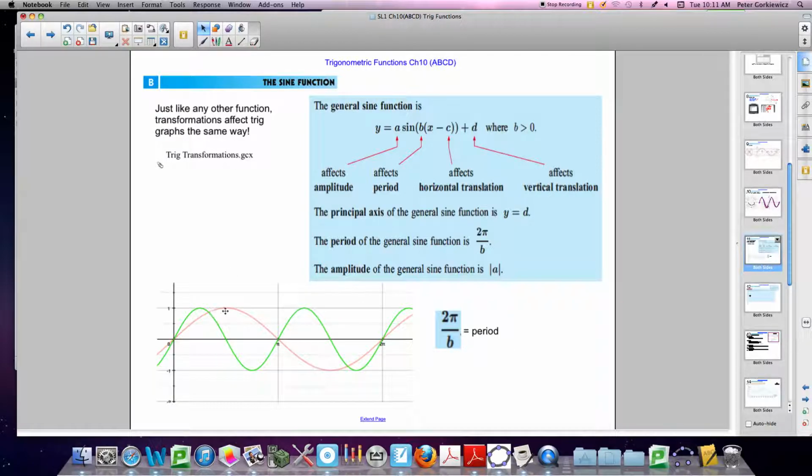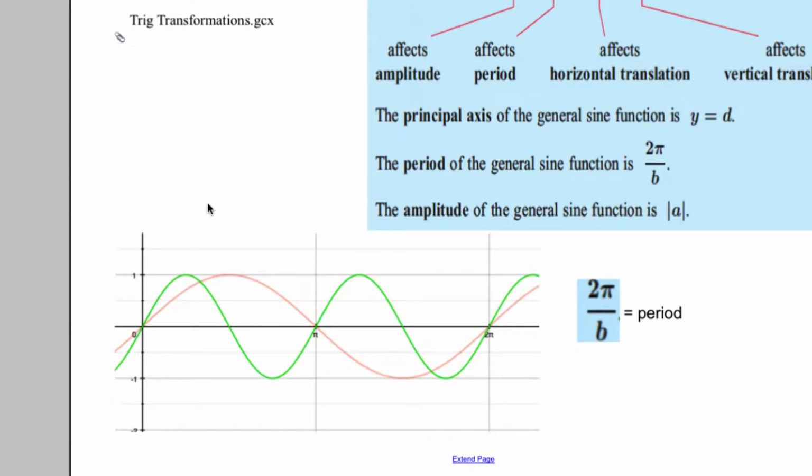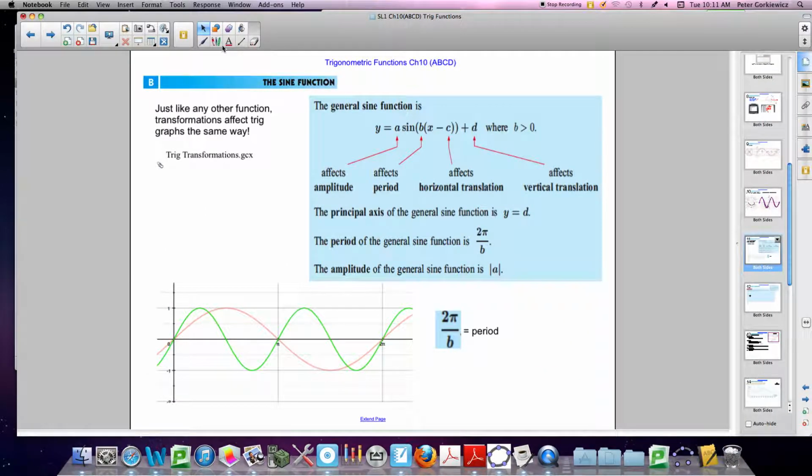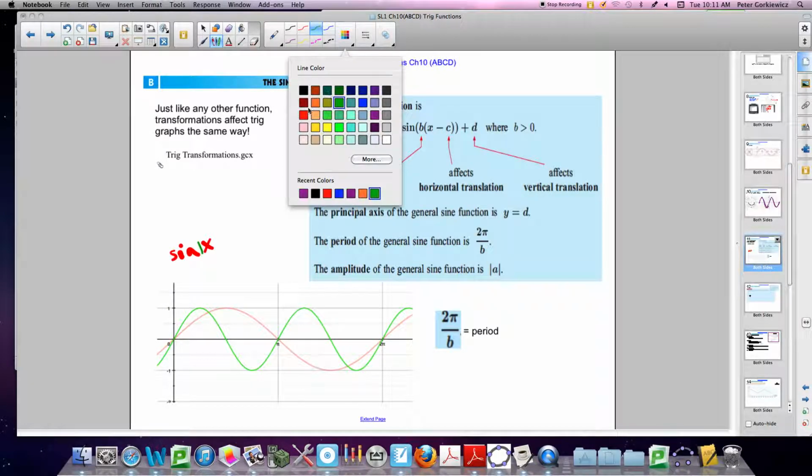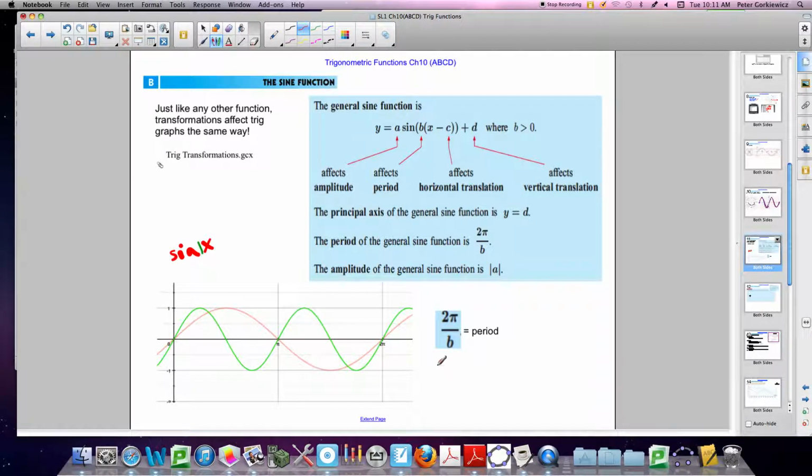So in this orange function, we just had sine of x. So the b value was an implied 1. So this is like saying 2 pi over 1 was the period, which is just 2 pi, which is exactly what we expect. It goes from here, goes up, goes down, comes back to equilibrium, and that takes 2 pi.